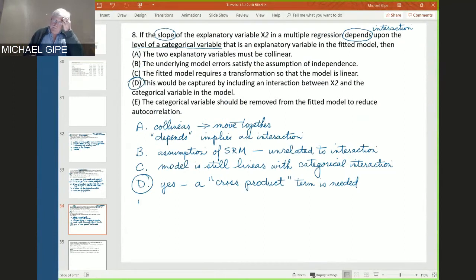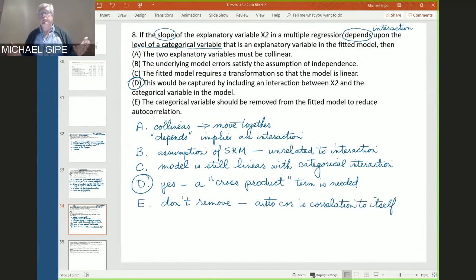How about E? The categorical variable should be removed from the fitted model to reduce autocorrelation. Don't remove it. It's an important thing if there's an interaction. And autocorrelation is correlation to itself. Again, irrelevant to this particular question.